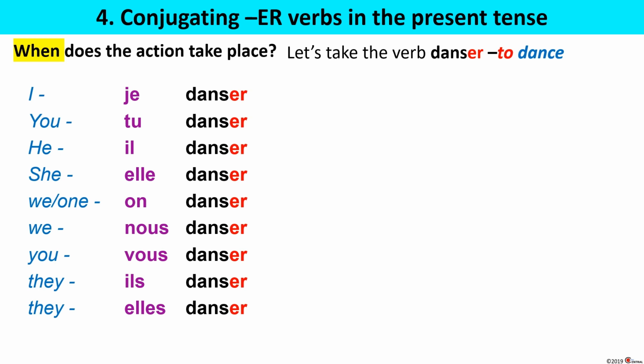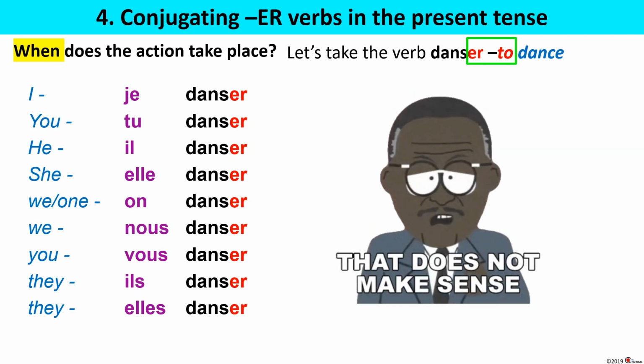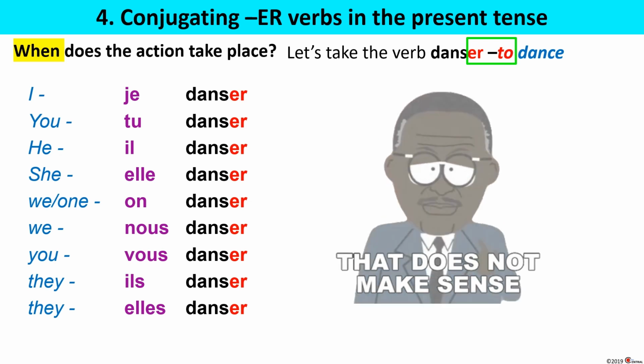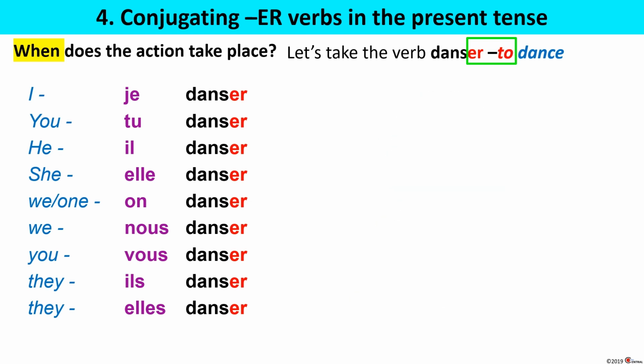Now let's bear in mind that in the example danser, to dance, the ER is the equivalent of to. So if I say je danser, that would mean I to dance. Tu danser would mean you to dance. It doesn't actually work. We need to get rid of the mark of the infinitive. So we get rid of it. And then what we're left with is called the stem of the verb. The root of the verb after the infinitive is gone.